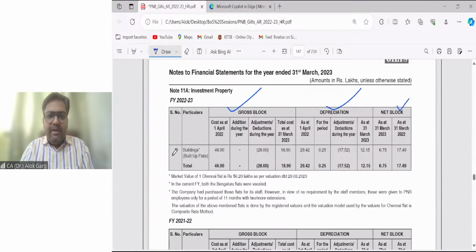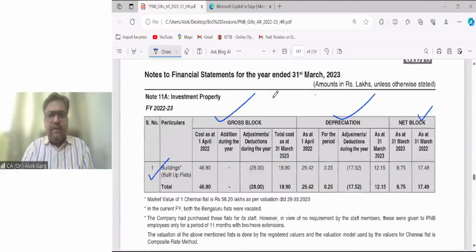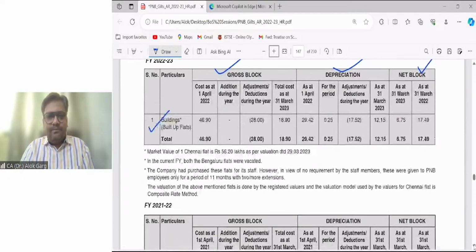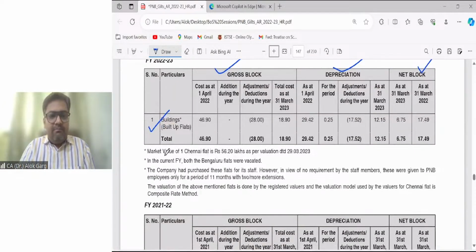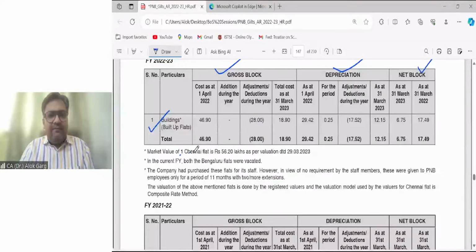This is there for building, built up flats. And then in the disclosure aspect, so let me make it more bigger. I hope it is visible now, right? It is clear now. You can see the market value of one Chennai flat is rupees 56 lakh as per valuation dated 29th March. So they did the valuation on 29th March, that is allowed.